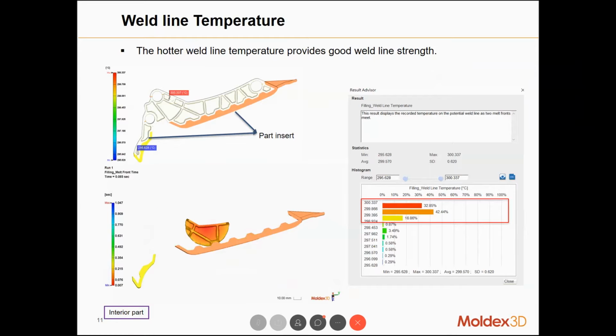We have a couple of results to help analyze the weld line. The first one is the weld line temperature. The definition of the weld line temperature is that when two melt fronts converge together, they create one boundary line. A hotter weld line temperature provides stronger weld line strength. From the statistic results, we can see what percentage of the weld line temperature is kept at a higher temperature, which means in this example, the weld line is very strong.